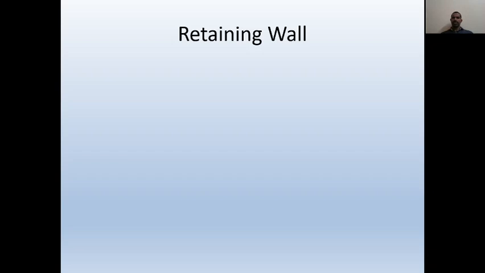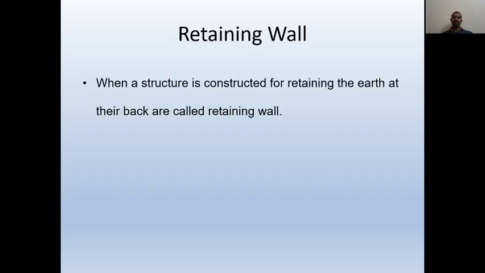A retaining wall is nothing but a structure constructed to retain earth on the back side of it. Generally it is required especially in hilly areas, for construction of roads and supporting walls. Right? When a structure is constructed for retaining earth at its back, it is called a retaining wall. It is a similar kind of structure to a dam.